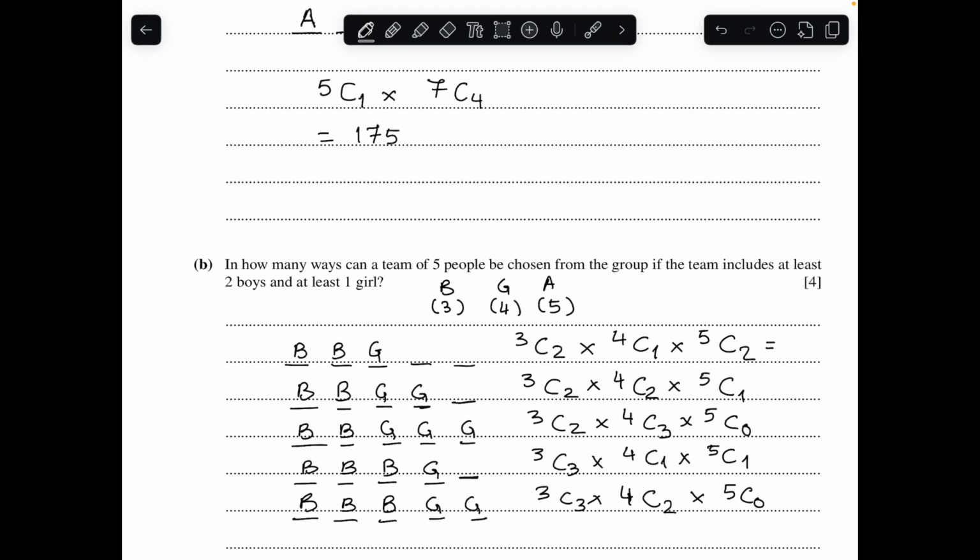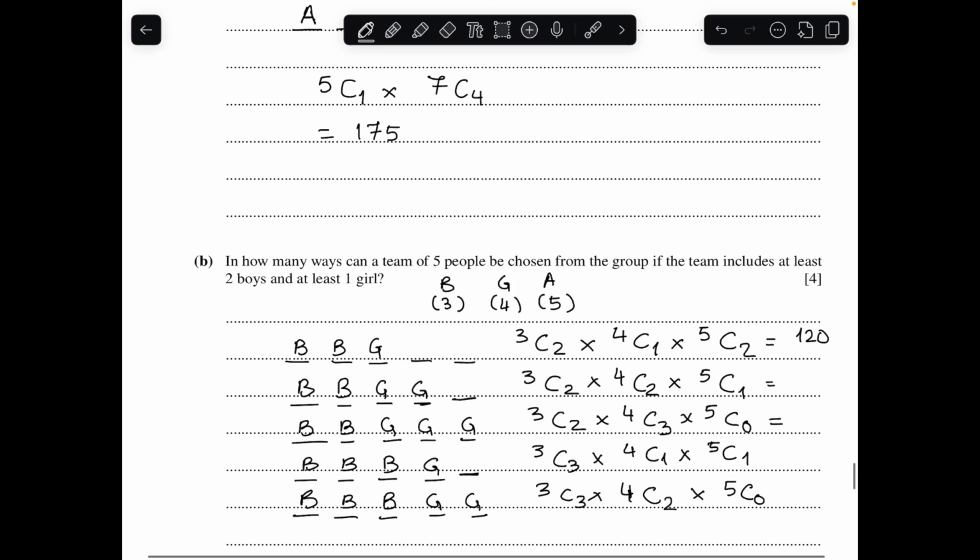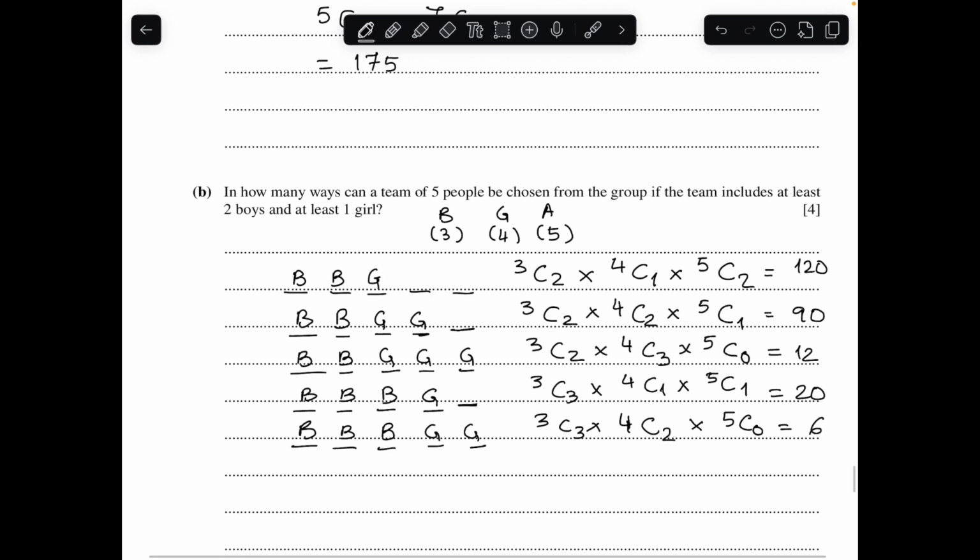Okay, so let's work this out. This works out to be 120. Then that is 12, 20. Oh, apologies. I think this works out to be 90. That is 12. That is 20. And the last one is 6. And the total would be then 248.